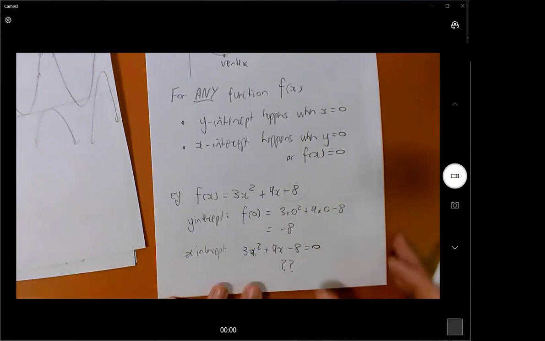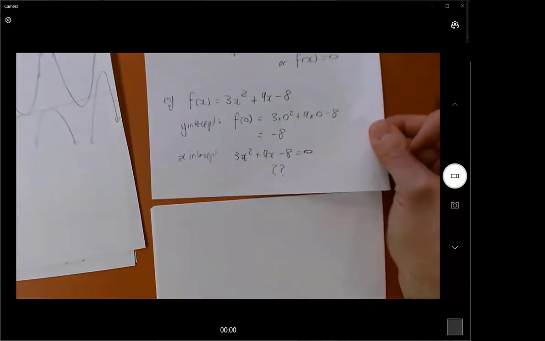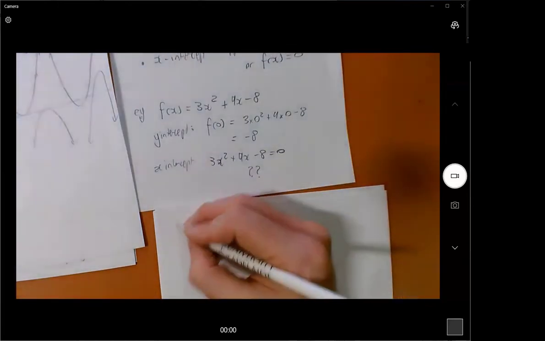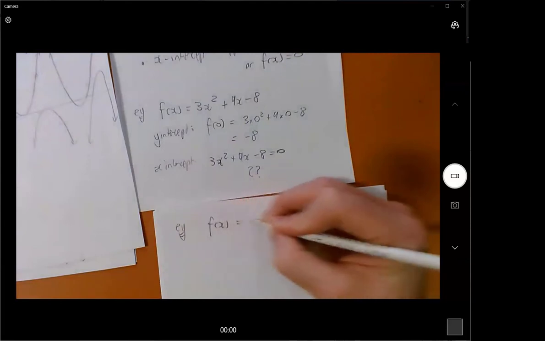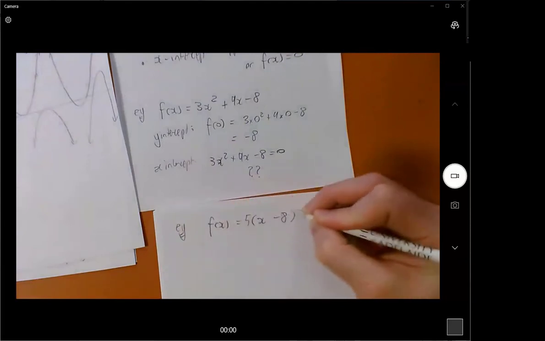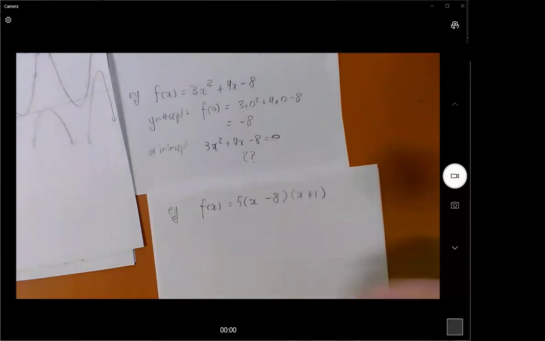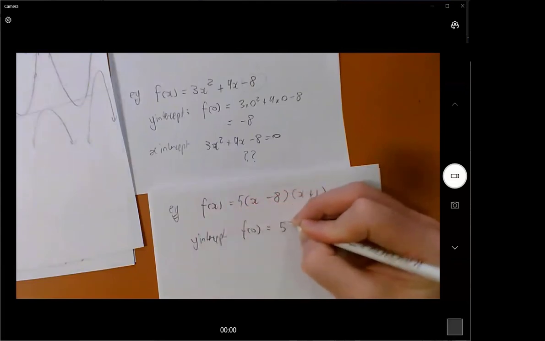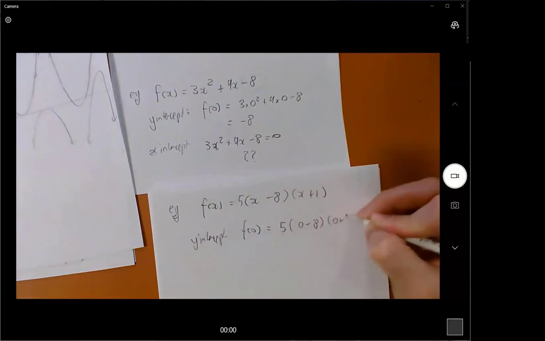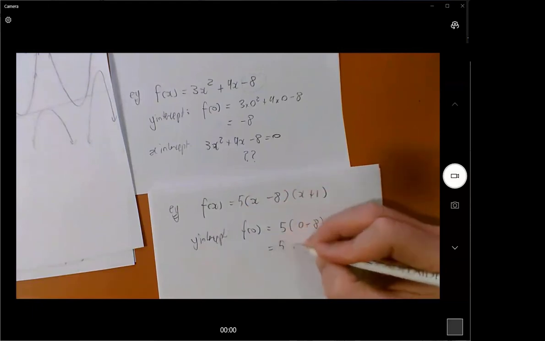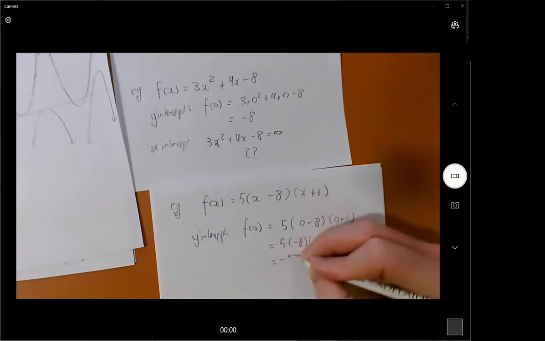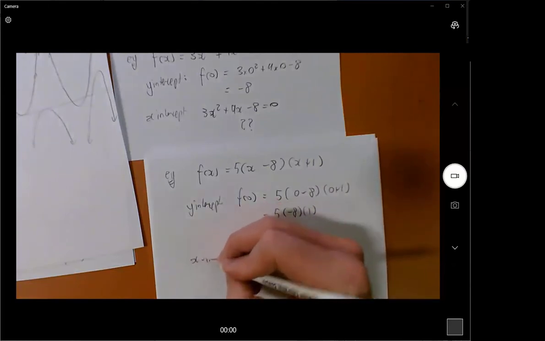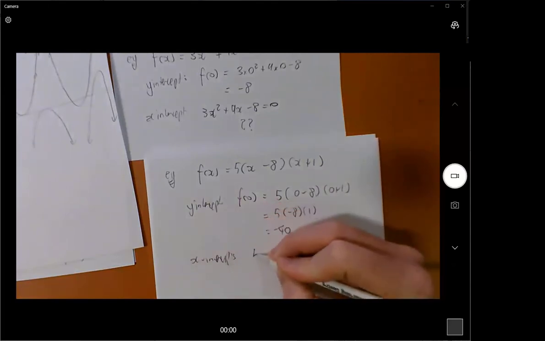But if I had an equation that was written this way, then my y-intercept would be that, which would be 5 times minus 8 times 1, which is minus 40. Wow, it's a long way down. And my x-intercept would be when this is equal to 0.